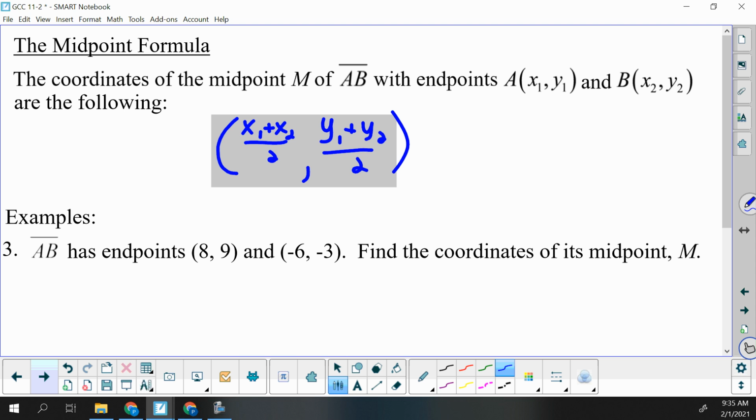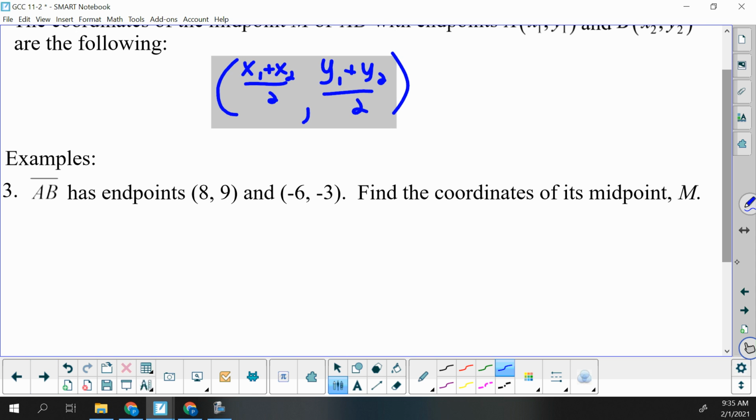So let's look at an example of that. We have the endpoints of a line segment. We want to find its midpoint. So we're going to do 8 plus a negative 6 over 2, and we'll do 9 plus negative 3 over 2.